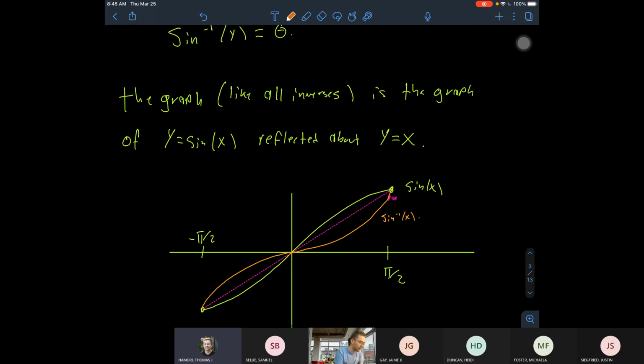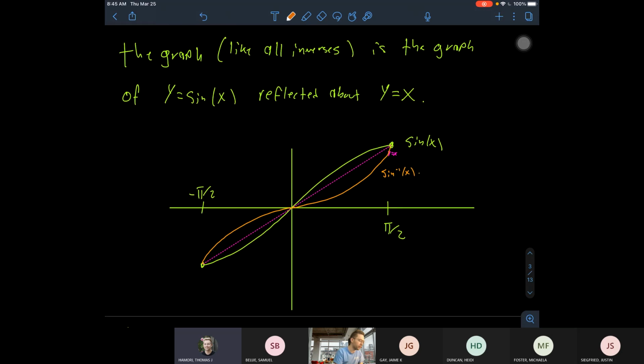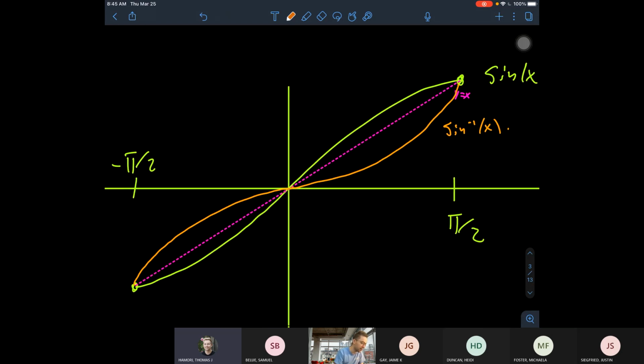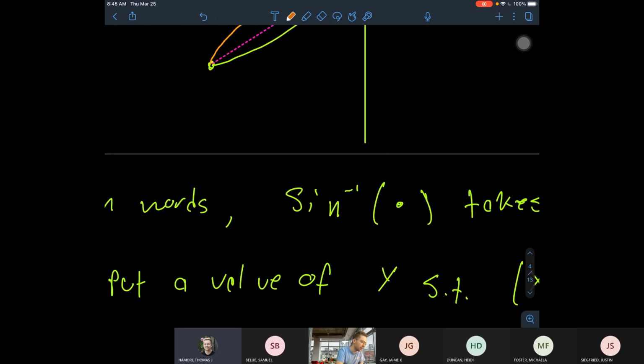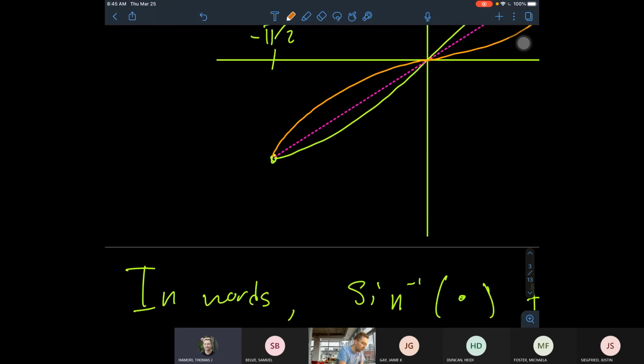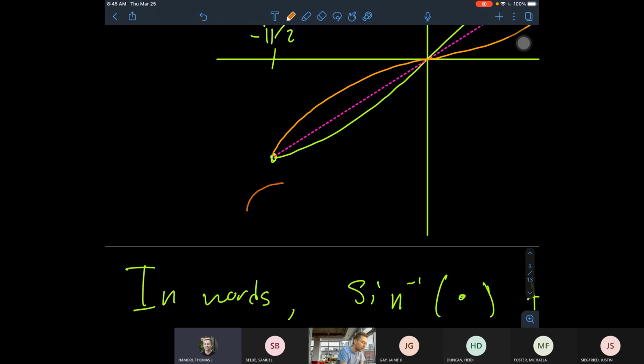And then, I already kind of showed you this, but the graph of the sine inverse function is just the graph of sine of x reflected about the line y equals x. Here we've got green as the regular sine function, and then the orange one. Sine looks originally like this, and our sine inverse function looks more like this. So that's how that works.